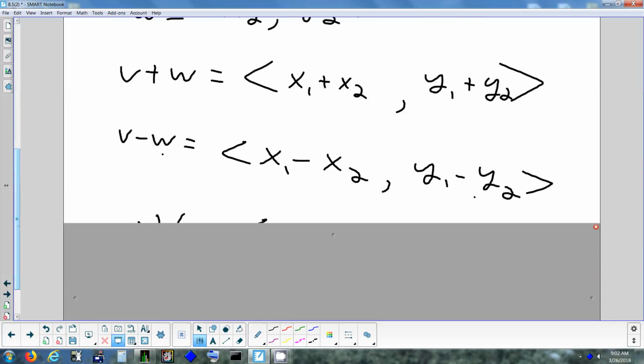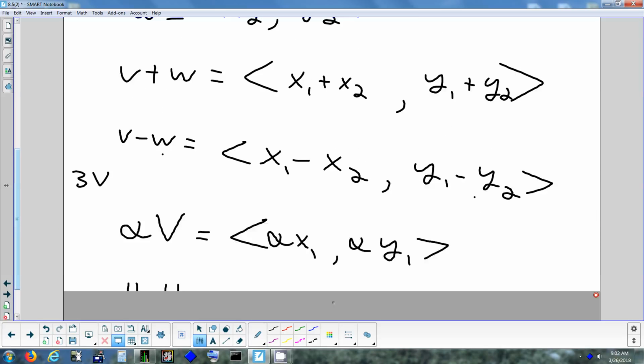Okay. To do scalar product, like if I wanted to find 3V, what we would normally do visually is take V, stack it together 3 times, and there's your answer. Well, numerically, all you need to do is distribute the scalar to each component. So if you were tripling V, triple the horizontal, and then triple the vertical component.